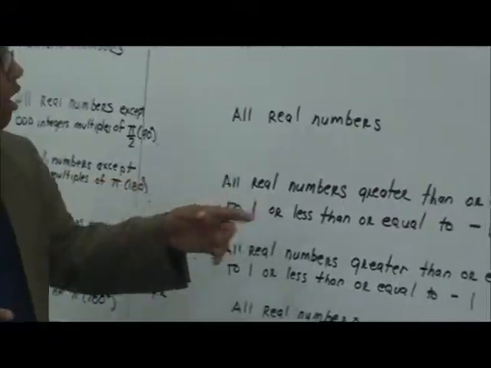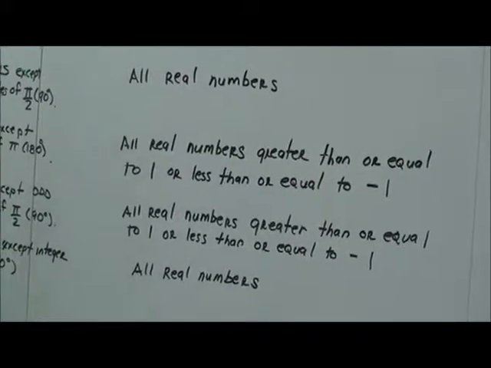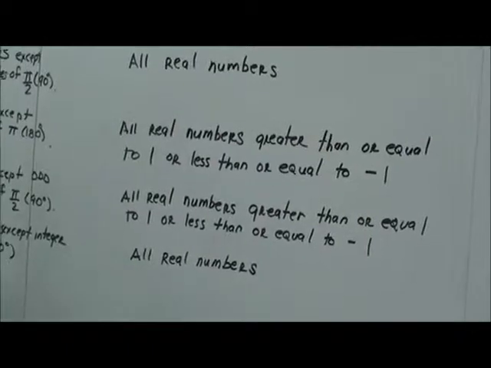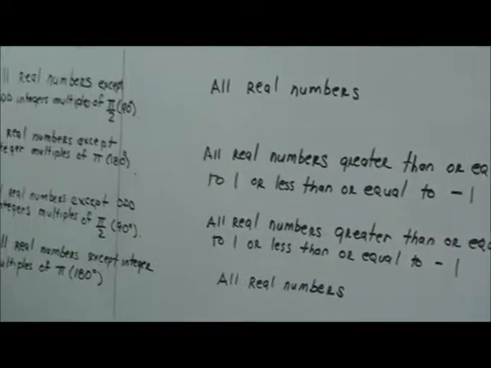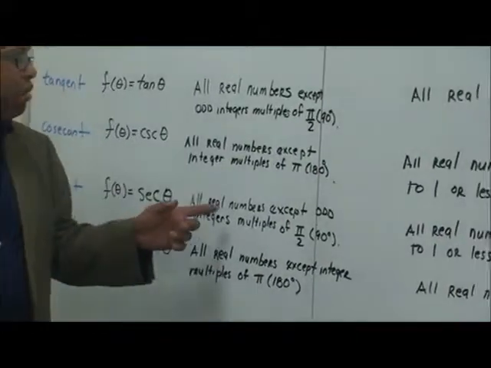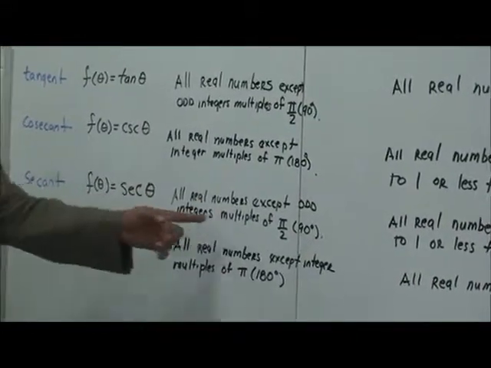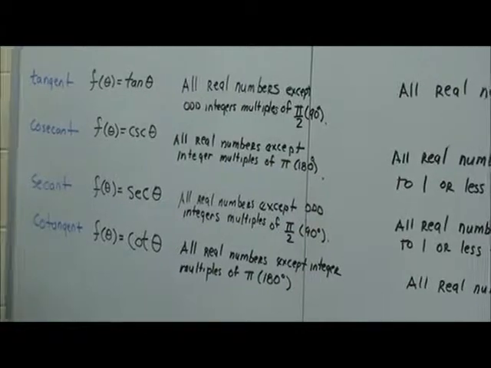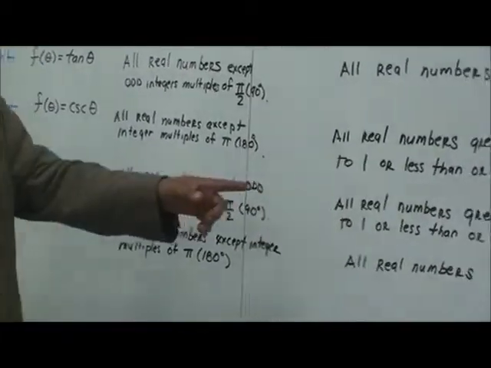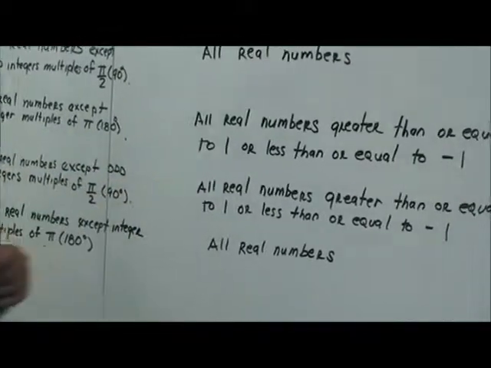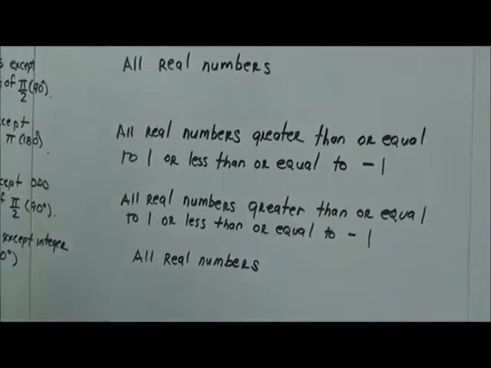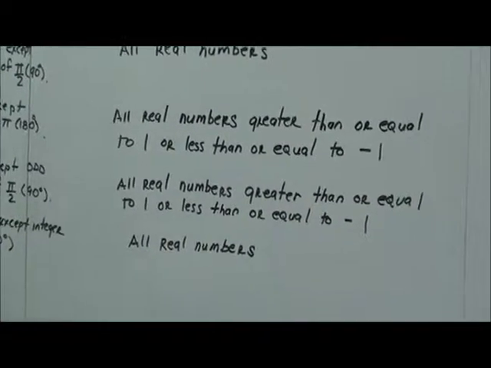And the range will be all real numbers greater than or equal to 1 or less than or equal to -1. And as we continue on, for secant theta, it's all real numbers except odd integers, multiples of radians pi over 2, and the degrees will be 90 degrees. And also, the range will be what? All real numbers greater than or equal to 1 or less than or equal to -1.